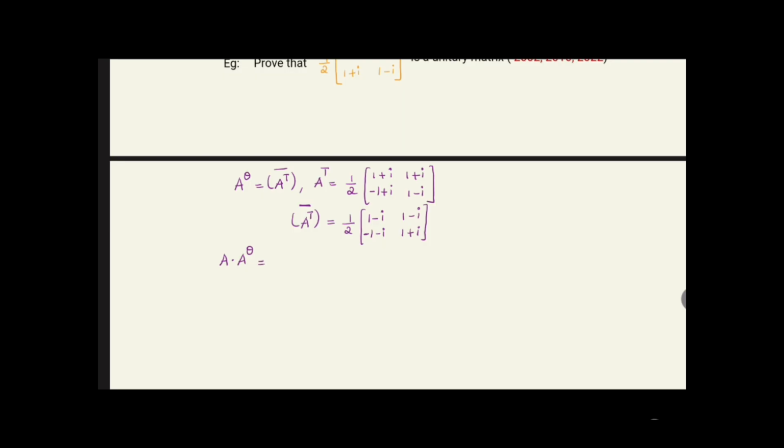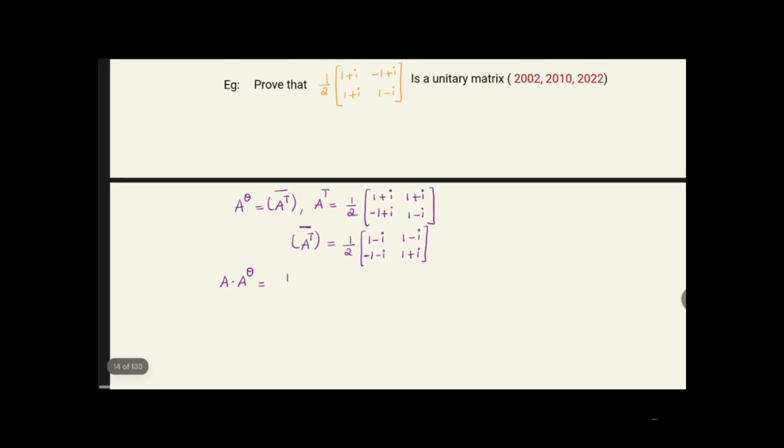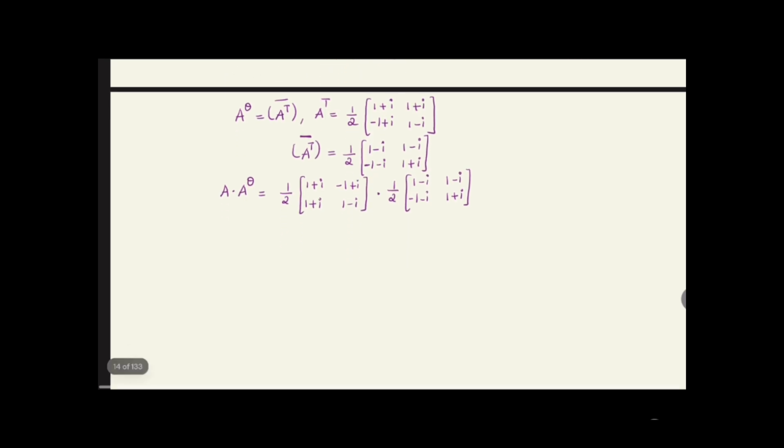Okay, so A into A to the power of theta. So what is A here? 1 by 2 into, A is nothing but the given matrix, 1 by 2 into [1 plus i, minus 1 plus i; 1 plus i, 1 minus i]. Now what I got is A to the power of theta into 1 by 2 [1 minus i, minus 1 minus i; 1 minus i, 1 plus i]. Is that clear, students? Till now?